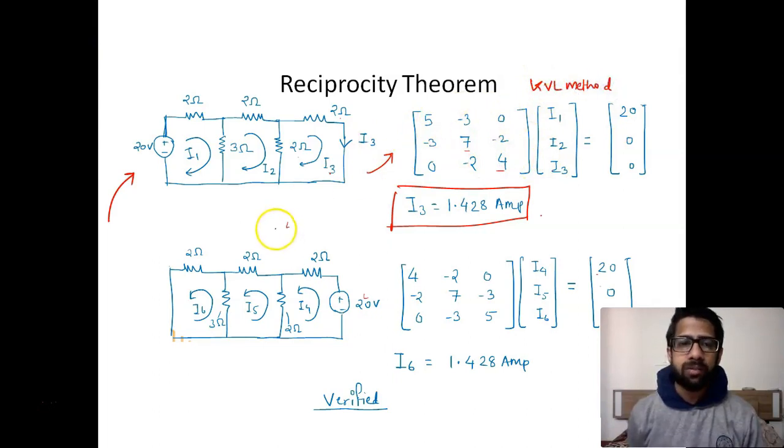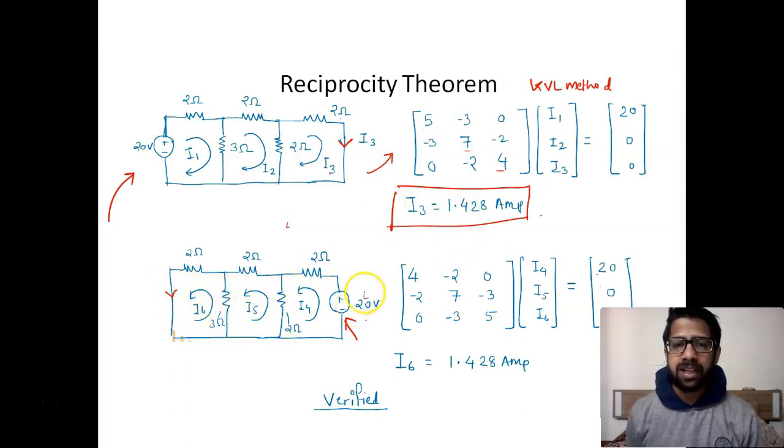Similarly, now what we will do is put this 20 volt source in the third loop. So that's where we go. Here we are. The currents are assumed as I4, I5 and I6. Now remember this I3 is in this direction, so I6 will be in this direction. Now I6 shall be equal to I3.